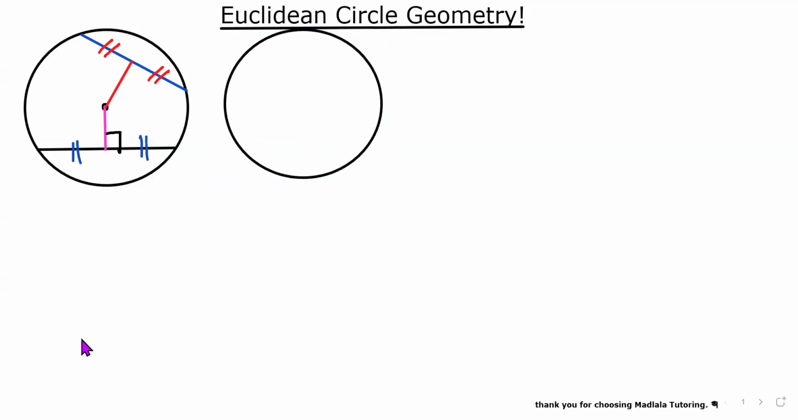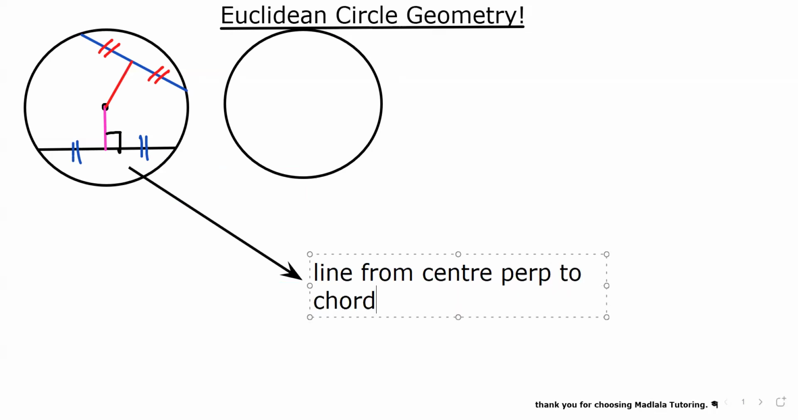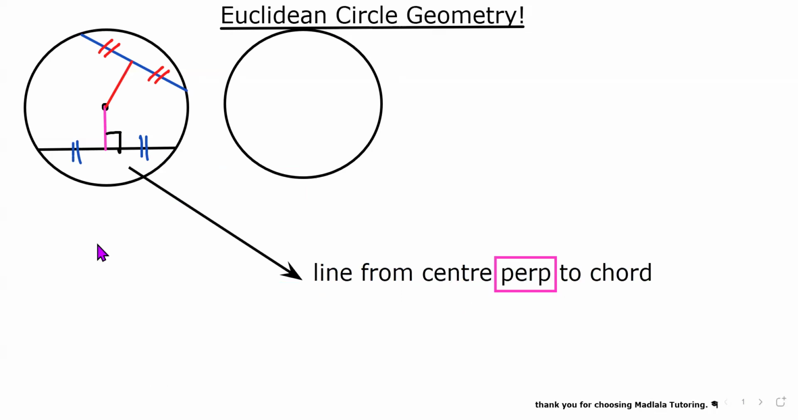And every time you use the first theorem, what is the reason you must give? The reason is line from center perpendicular to the chord. So that's the reason you must give. Well, of course, you know the symbol for perpendicular, so you don't really need to write it in full. You can simply say something like this. Just that finding the perpendicular sign on my keyboard is really a task, so I'm not going to do that.